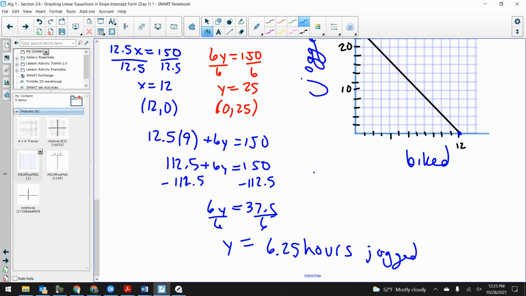jog. Now, I am really happy if you got there. The rest of it, you're just plugging in the other two values, like saying, okay, if I really do bike for 9 hours, I'm biking 112.5 miles. And then I would just take this 6.25 and multiply it by 6, which gives us 37.5 miles. Okay. All right, let's get to our guided notes for today.